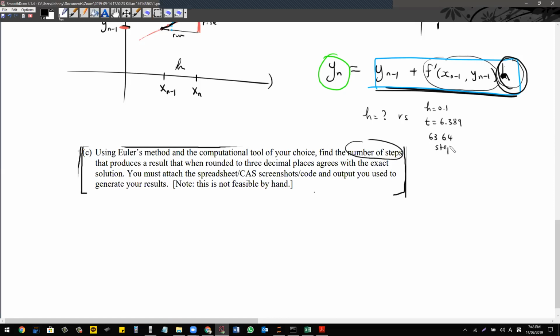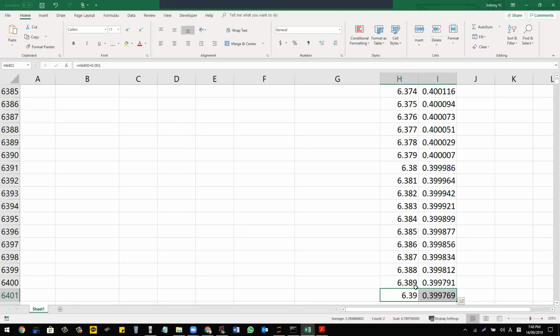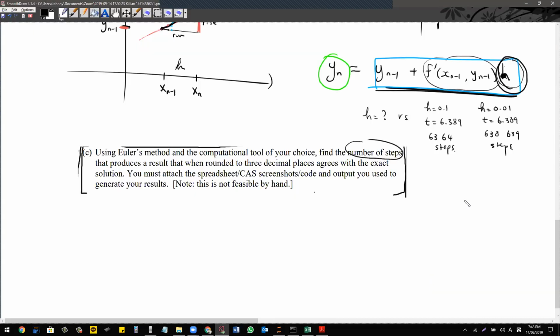If you have h equals 0.01 and t equals 6.389, then you have to do about 638 or 639 steps, right? Etc. So in this case, it's about 6,400 steps. If you want to go even finer, then you'll have to go 6,400 steps.